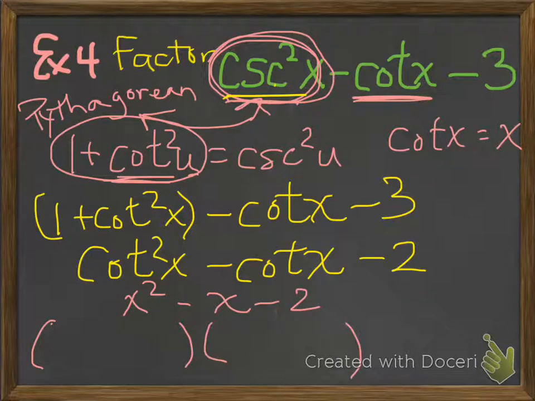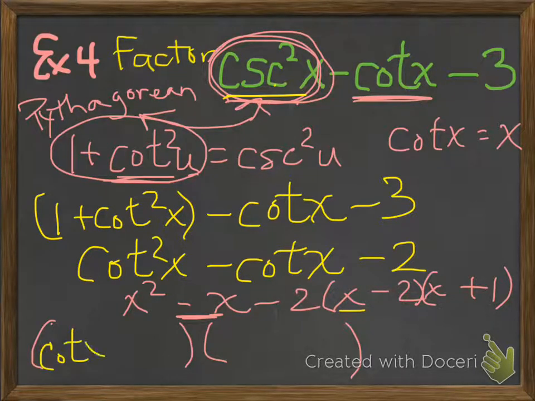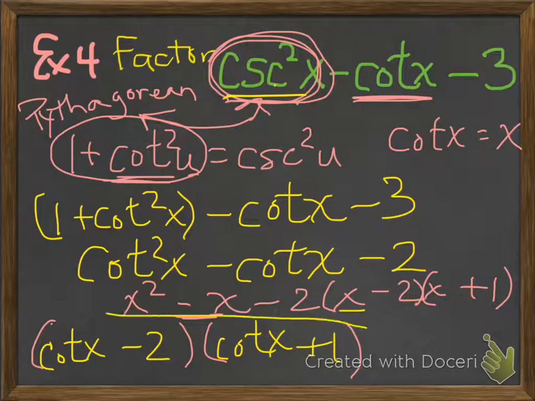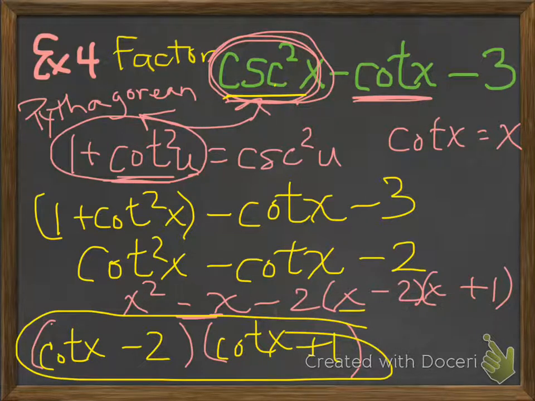When I factor it out, here let's do this, x and 2 and 1, and it's got to be a negative right here, so that's the negative and that's the positive. So I'm going to go back to my yellow. And I'm going to replace the x with cotangent x: cotangent x minus 2 and cotangent x plus 1. And there is that, as far as I can go with that factoring.